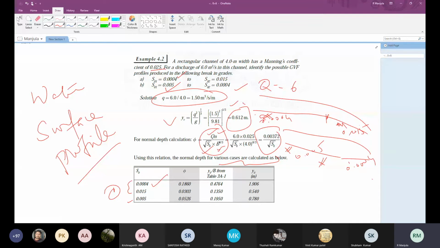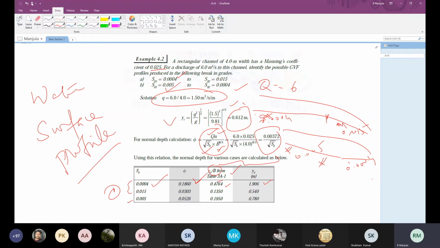Now find out the corresponding value of phi for each value of S0. So phi is equal to Qn divided by square root of S0. So you substitute S0 and get the value of phi. Once you get phi, then from the table you find out what is your Y0 by B. So from the table, if you get 0.4764, then you can multiply with B and you'll be getting your Y0.